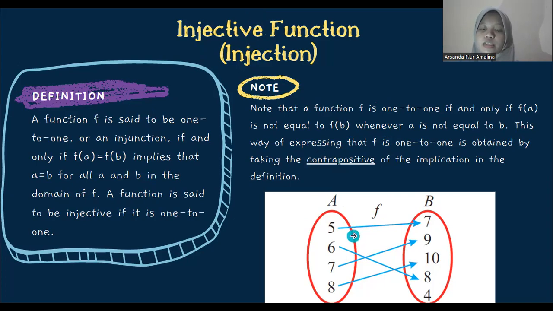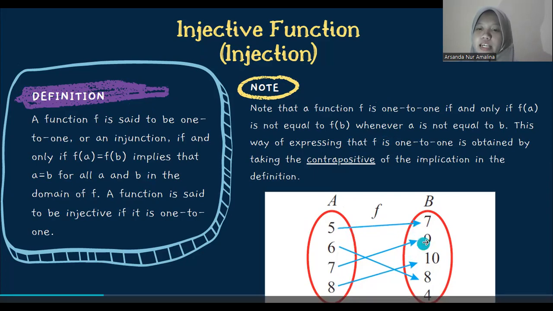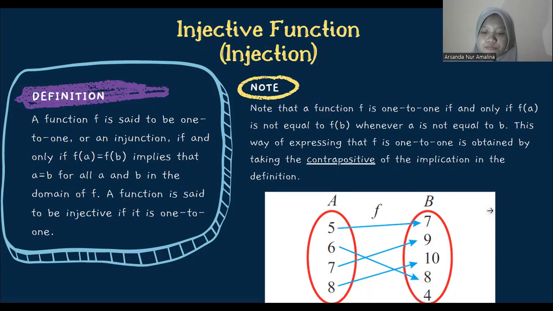And this is one example of an injective function. We can see that every element of the codomain cannot have more than one partner from A, but an element of the codomain can be single or have no partner. In this case, 4 is the element of the codomain that doesn't have a partner.